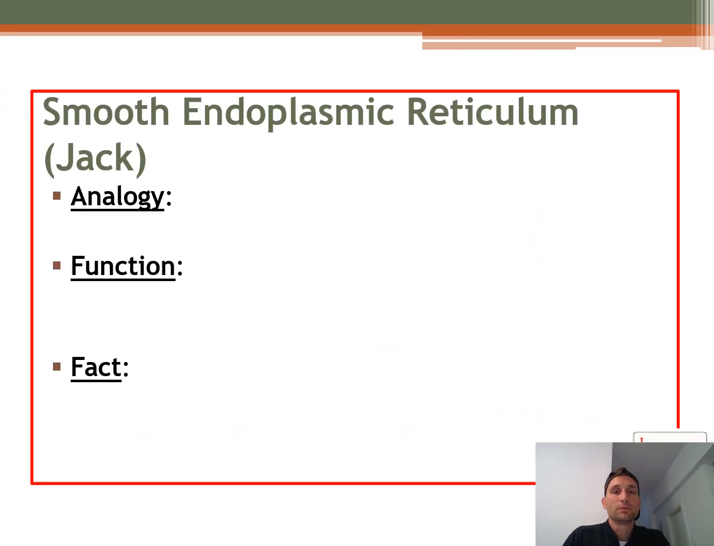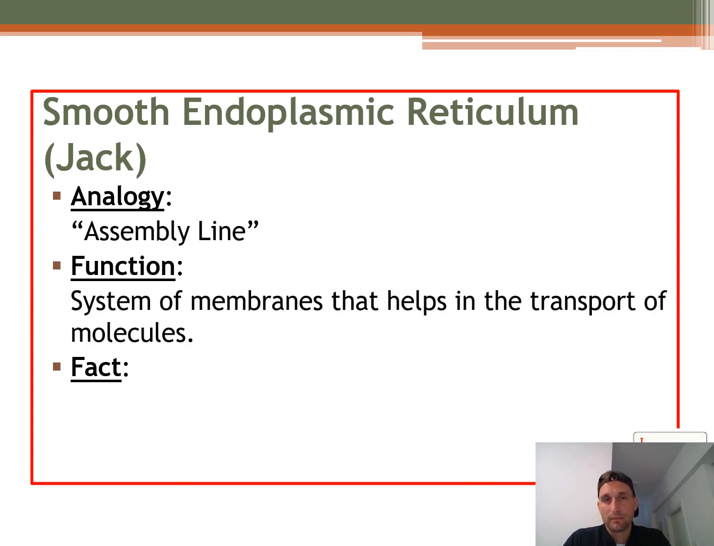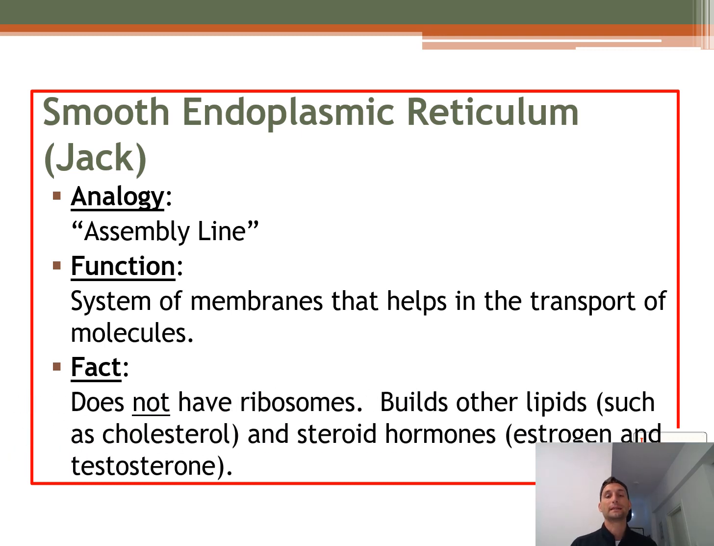Smooth ER, or smooth endoplasmic reticulum, is next. Because the function and the analogy are the same as the rough ER, I'm not going to go over them a lot, but I do want to talk about the fact. The fact is really interesting here because smooth ER does not have ribosomes. That's why it's considered smooth. It doesn't have that grainy texture under a microscope. Because it doesn't have the ribosomes, it builds other materials.